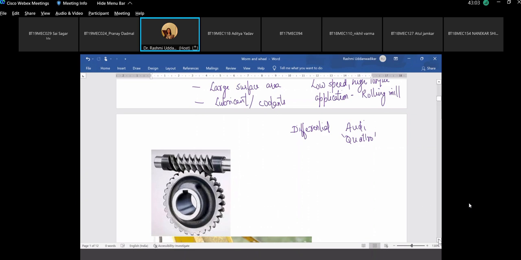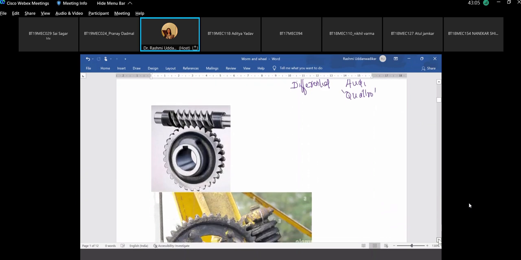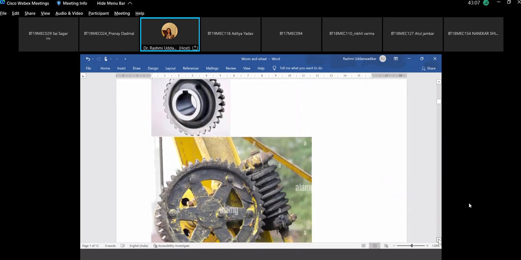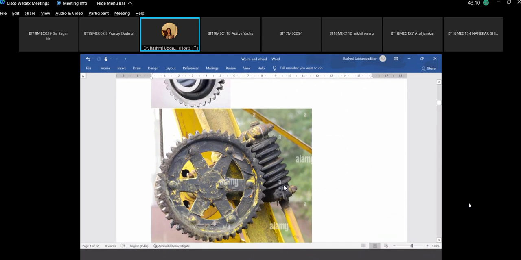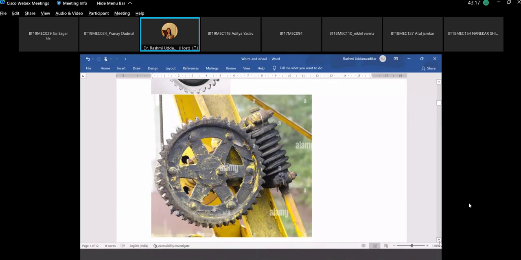Every time you are lifting the weight up or lowering it down, the lift goes up or the lift comes down, this starts rotating in the opposite direction. So this is the real life application. I don't know how good an observer you are, but in all the cranes and the hoist applications that you can see in and around wherever construction is going on, this kind of arrangement will be seen. So this is a worm, this is a wheel, this will be highly lubricated with oil or grease.